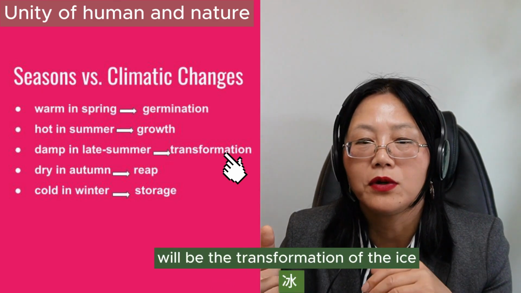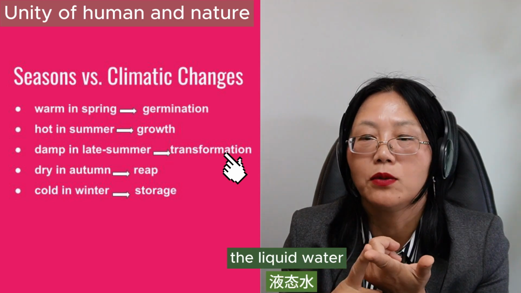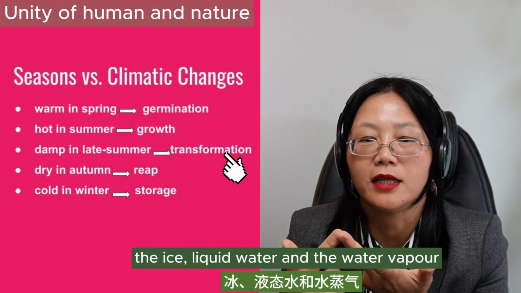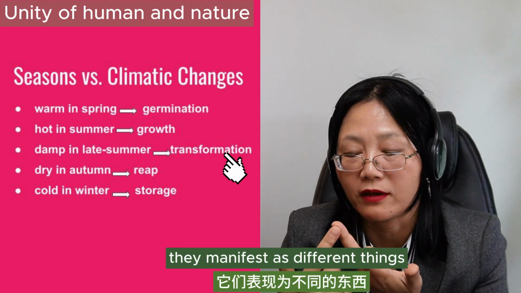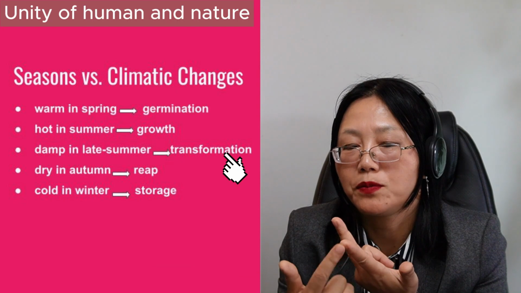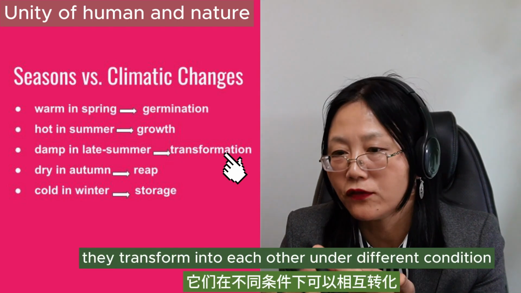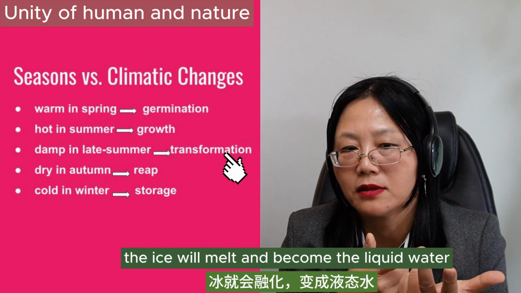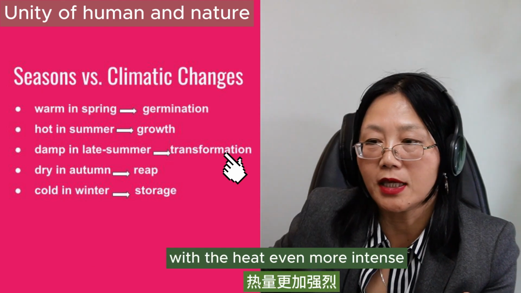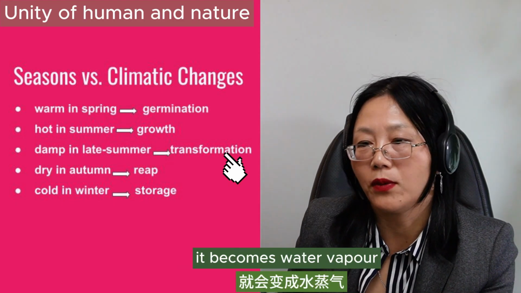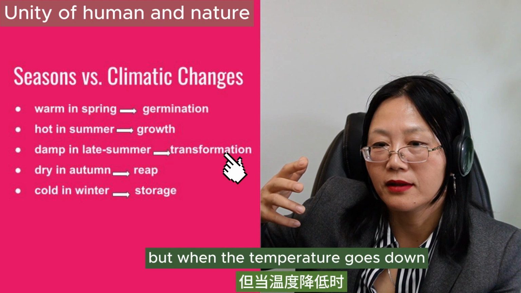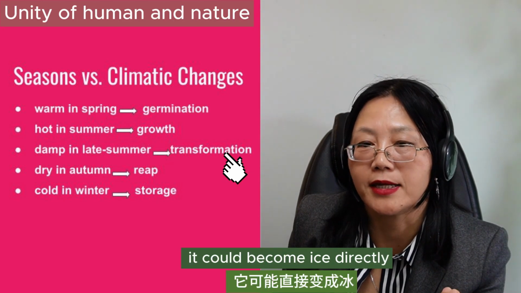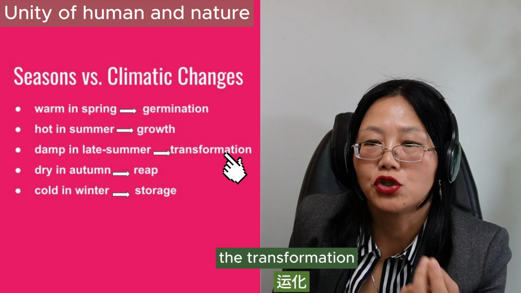An example to understand this would be the transformation among ice, liquid water, and water vapor. These 3 different things manifest as different things, but actually they are the same matter in different forms. They transform into each other under different conditions. When the temperature goes up, the ice will melt and become liquid water. And with even more intense heat, it becomes water vapor. But when the temperature goes down, the water vapor becomes liquid water, or even with a dramatic change, it can become ice directly. That is the change, the transformation.